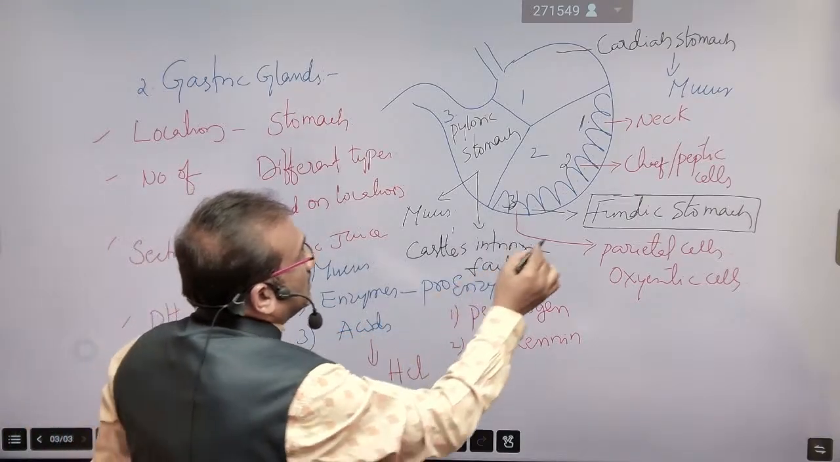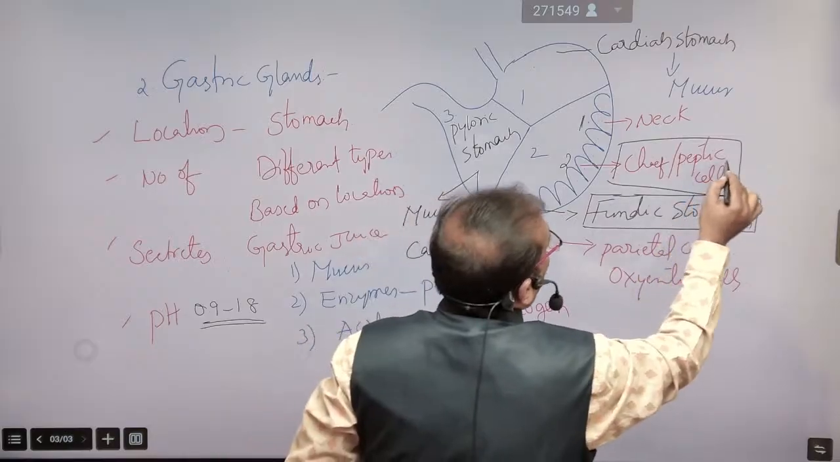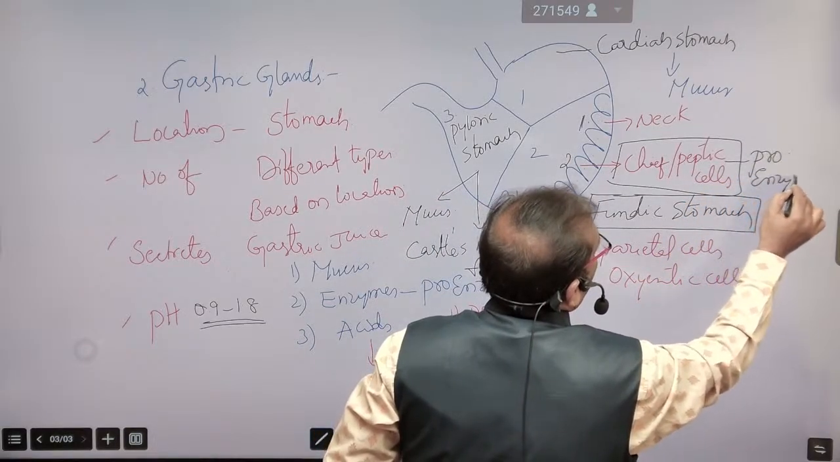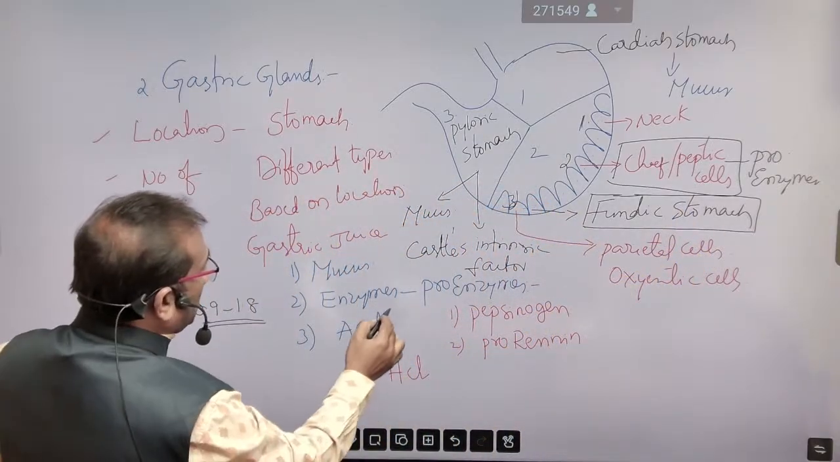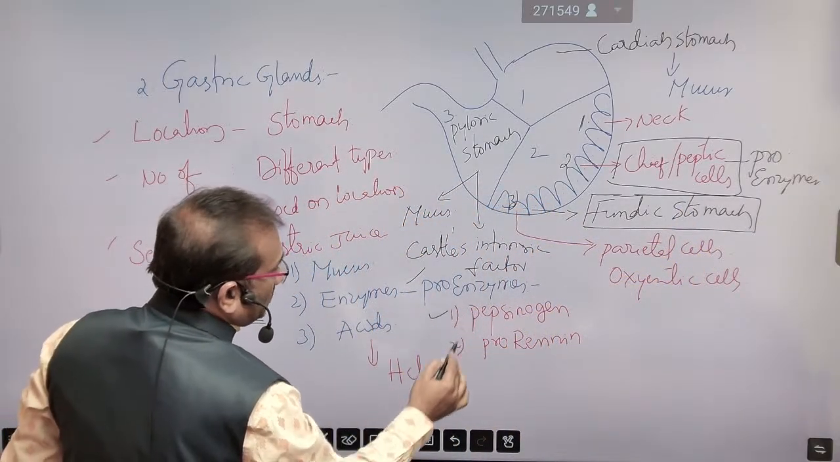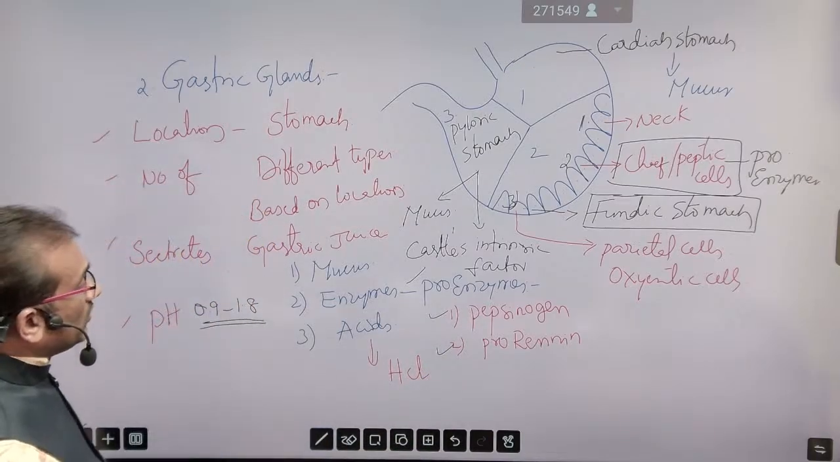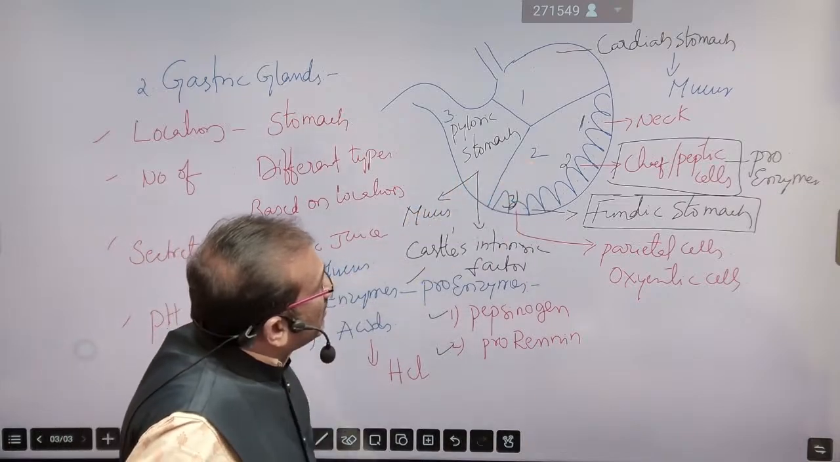The chief cells and peptic cells secrete the proenzymes. What are those proenzymes? Just now we discussed them here. One is pepsinogen and the second one is prorenin. So these are the two proenzymes secreted by the chief cells, also called peptic cells.